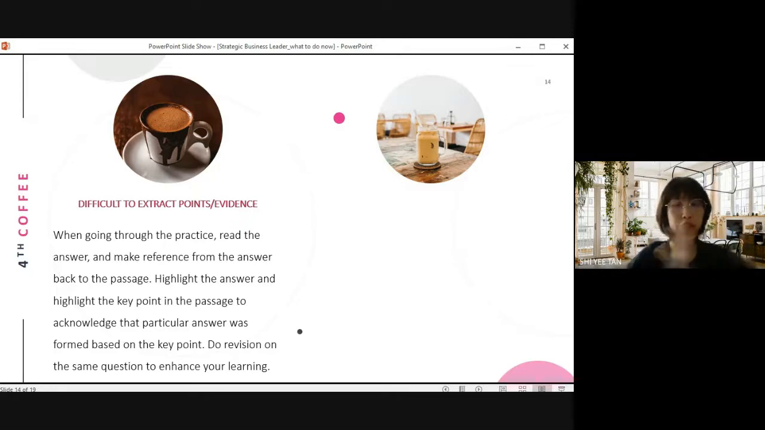You need to do maybe 4 to 5 cases. Then you do revision on the same question without referring to the answer, right? Let's say today you have gone through question 8. You have done the referencing. Tomorrow or the next week, please do the revision on the same question again. Then it can enhance your understanding.